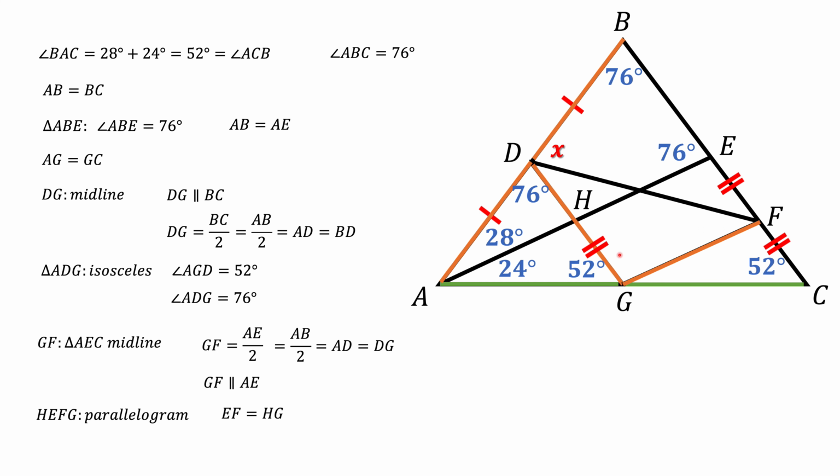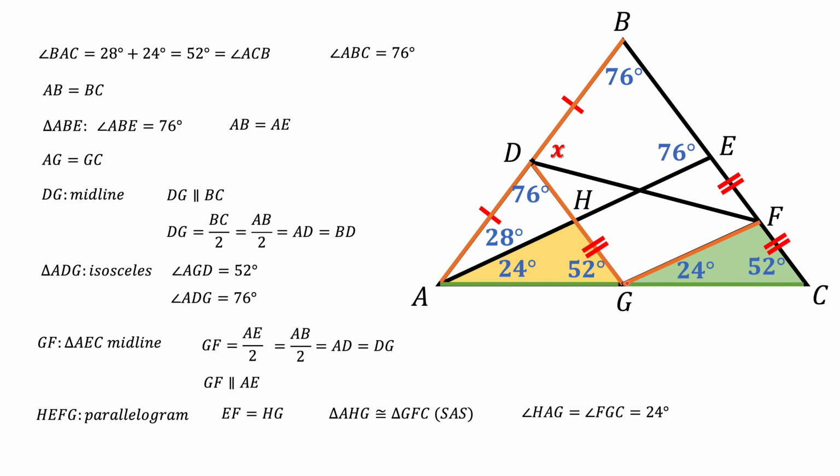The next thing we're going to do is look at these yellow and green triangles. These triangles are congruent to each other by two sides and the angle between them. The sides are AG and GC, and the other sides are HG and FC. And the angle between them is 52 degrees. In congruent triangles, respective sides and angles are congruent, and therefore this angle right here should be equal to the angle of 24 degrees, which is here.